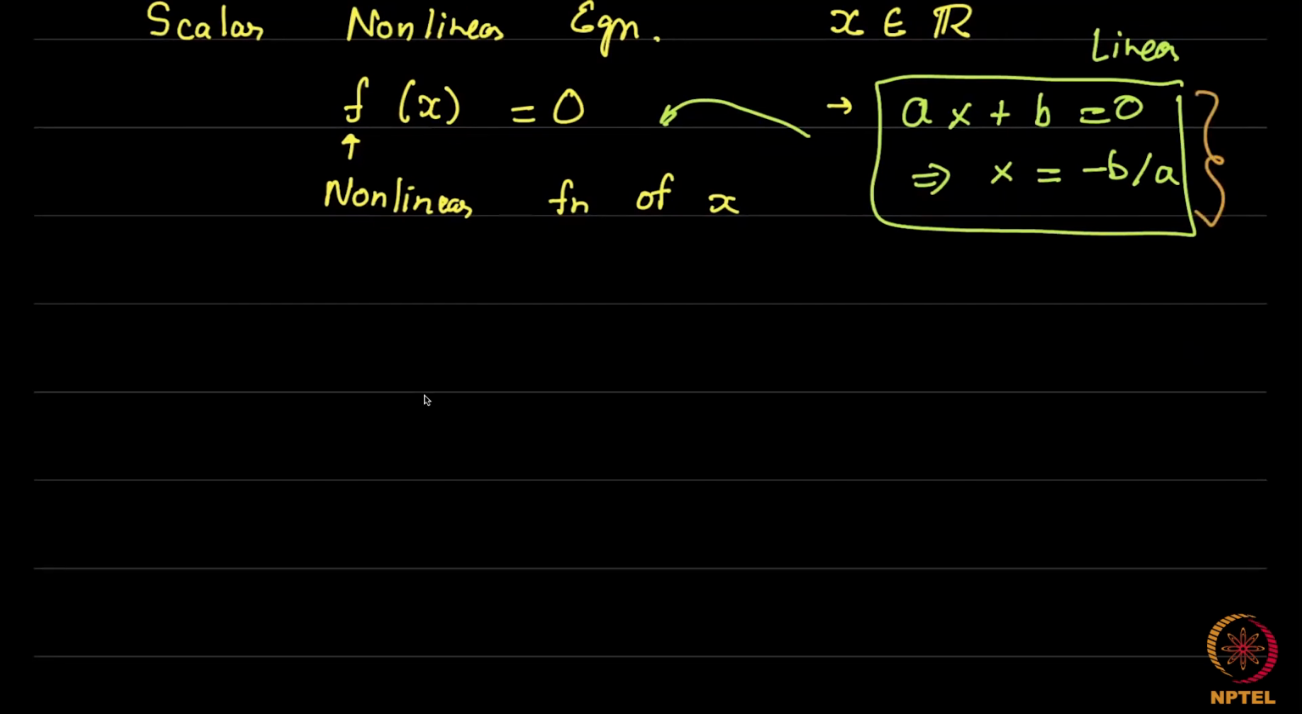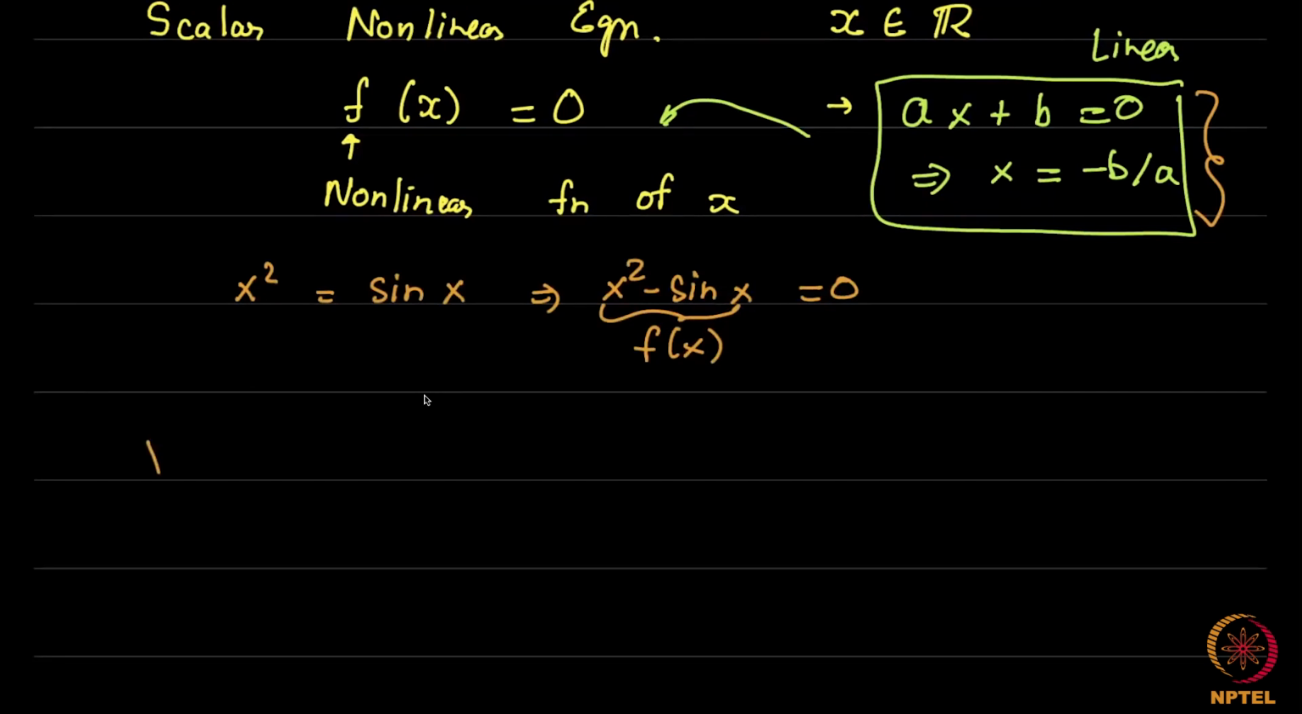Okay, so we want to solve, so let's take an example. Let's say we have an equation something like x square equal to sine x. Then I will write it on one side. I will write this as x square minus sine x equal to 0. And this then becomes f of x. Okay, it's clearly a nonlinear function of x. Okay, how do we solve it?